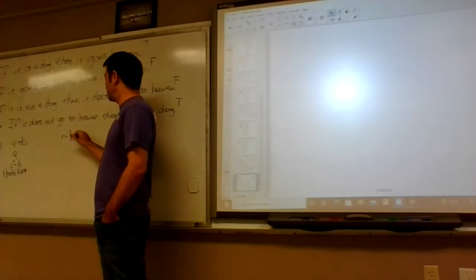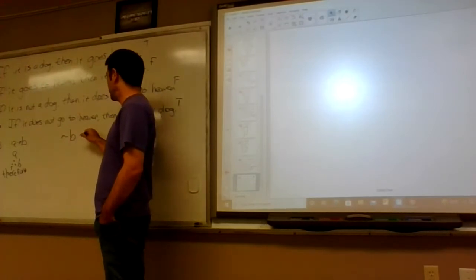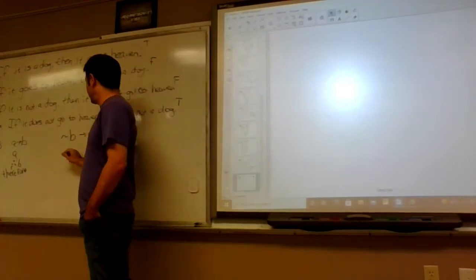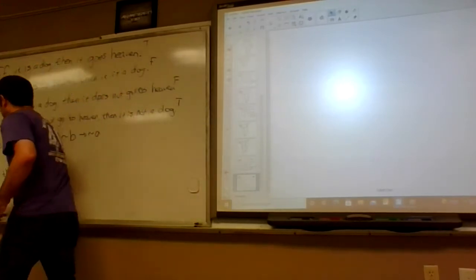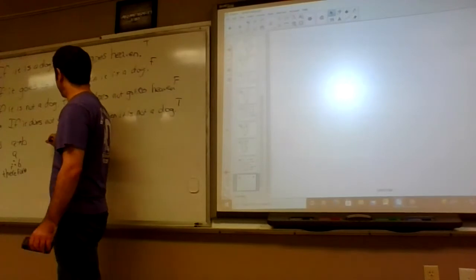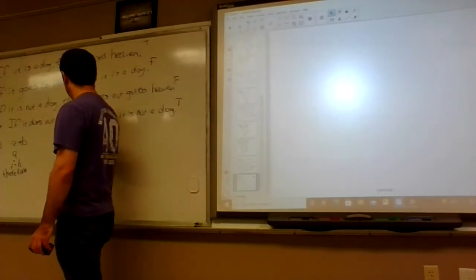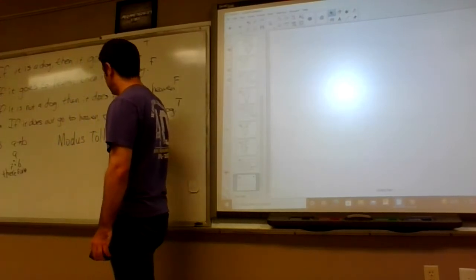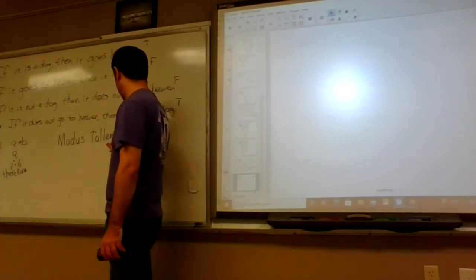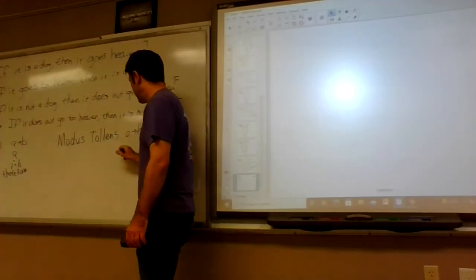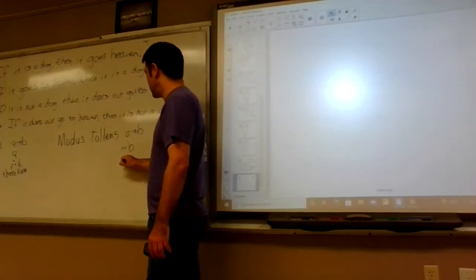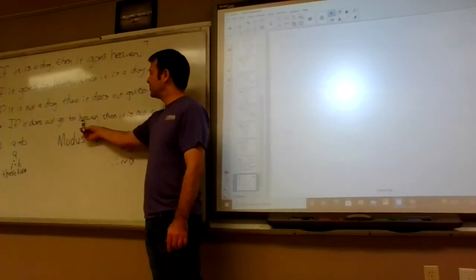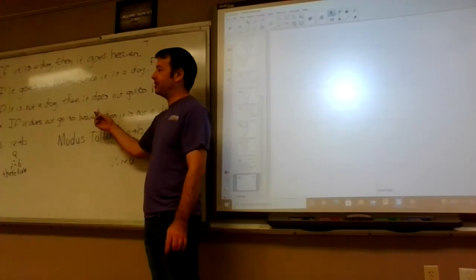Okay, if not B is true, then what's going to happen? Not A. This is basically the contrapositive. The contrapositive is called modus tollens. I'm pretty sure I'm pronouncing this right, but I'm not 100% sure. So if A then B, and we know not B, then therefore not A. It's what we were talking about with the dog thing.